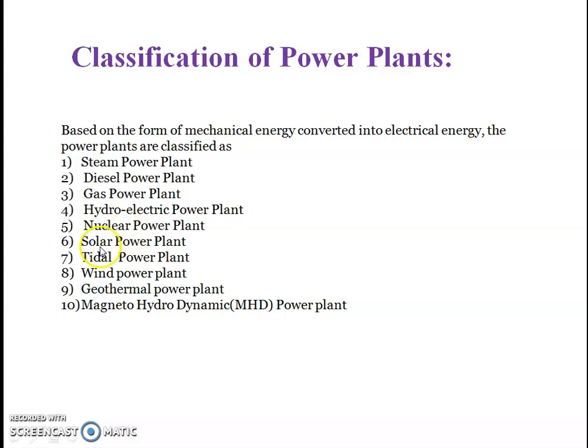And the next one is the solar power plant. Solar energy comes from the sun to the earth. Solar energy is converted to electrical energy by using photovoltaic solar cells. And the seventh one is the tidal power plant.